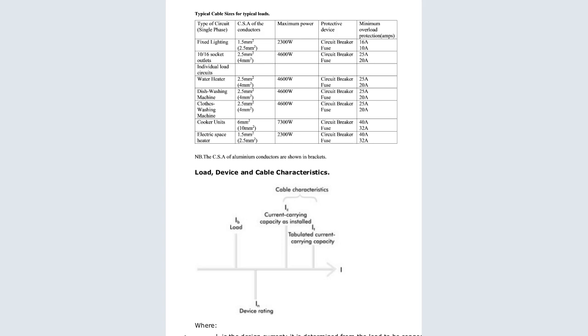So for example, if I'm using fixed lighting, these are lighting points like the normal lighting that we use. What is the expected cable size that I use? The expected cable size is normally 1.5. But now if I'm expecting a higher loading in future, if I'm expecting to add some more loading, for security purposes, I can use 2.5, but 1.5 can perfectly work very well. So what is the maximum power that is expected for lighting? The maximum power that is expected for lighting is 2,300 watts.